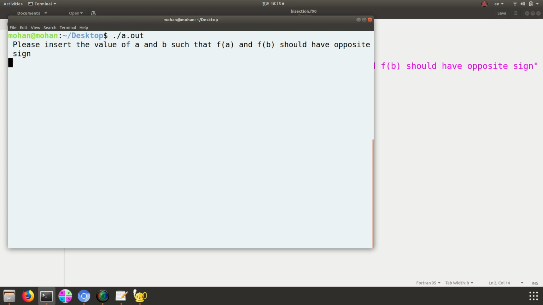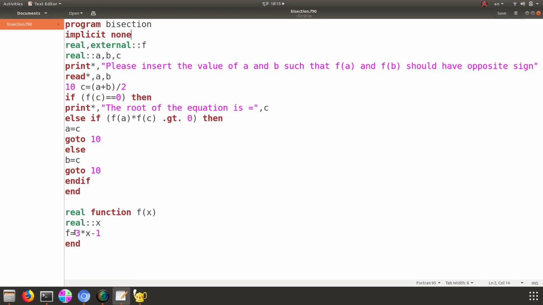Okay, please insert the values of a and b so that this should have opposite signs. Okay, we have given the function as 3x minus 1, and our interval should be a as 0 and 1 as b. So the root of the equation is 0.33333, etc. Our function was 3x minus 1, and if this equals 0, then x should be 1 over 3.